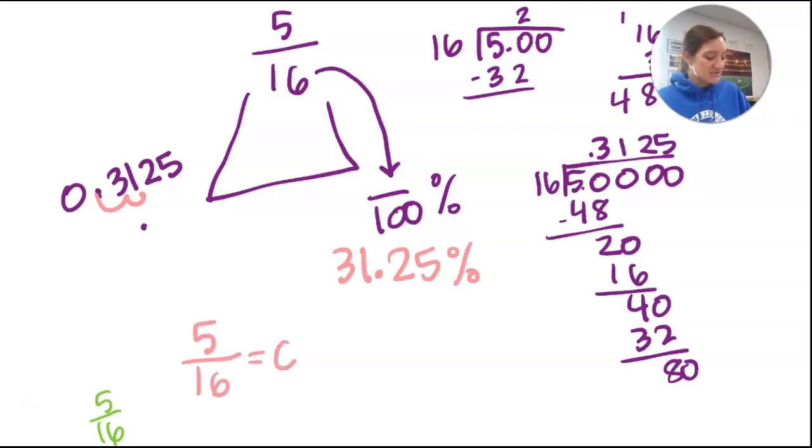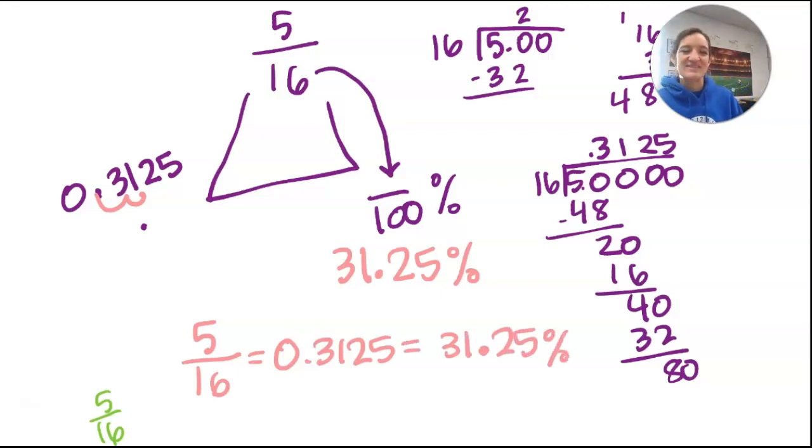5/16 is equal to 3,125 ten-thousandths, and 31.25%. That, my friends, is how you go fraction, decimal, decimal, fraction, percent, decimal, percent. Try it on your own. Get a lot of practice in.